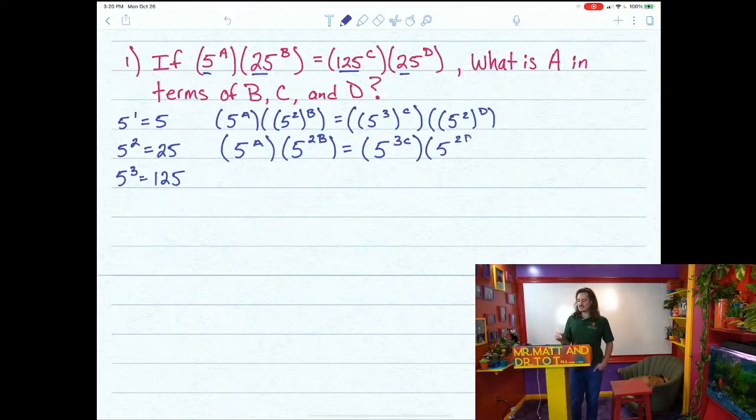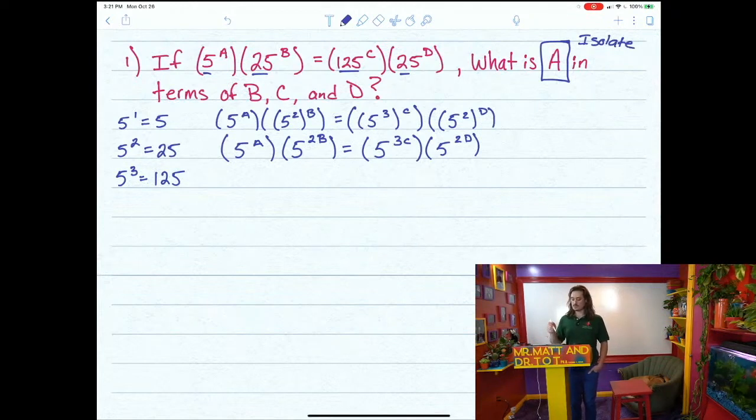Now you have common bases, so we can use the rules of exponents. When we multiply, we add the exponents. That'll get you to a point where you have one value on one side and one value on the other side of the equal sign. You can drop the bases and equate the exponents. So I'll give you one more minute. Remember that what is A in terms of B, C, and D means isolate for A. So once you drop the bases, just isolate for A on one side. The whole expression that includes the variables B, C, and D on the other side will be your answer. Okay, I'll give you 1 minute.